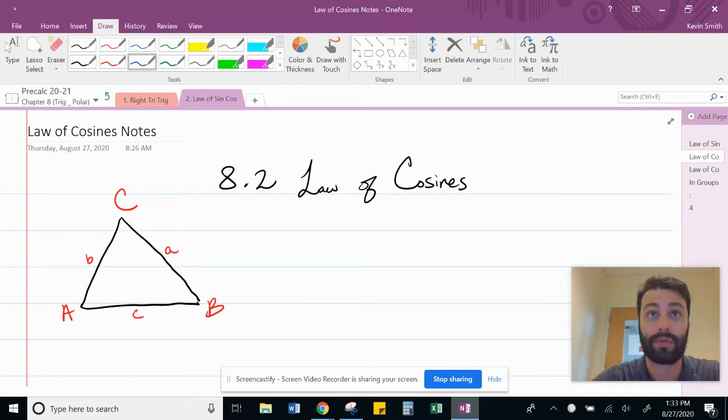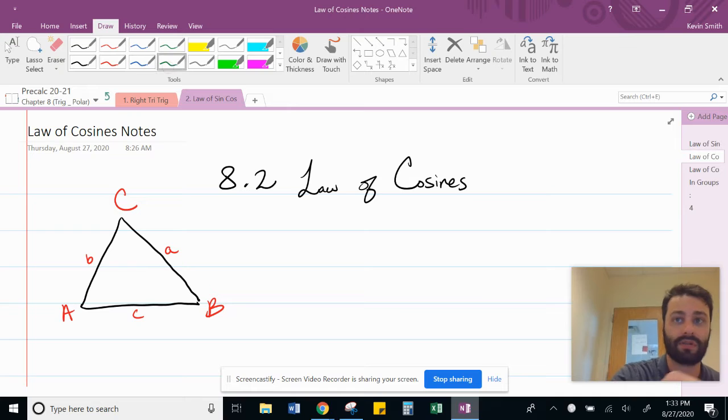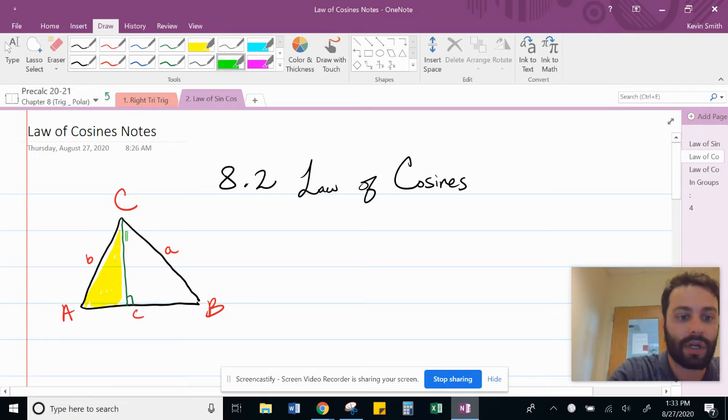Okay, so we're going to go through this proof right now. Similar to the law of sines, we don't have a right triangle, so we have to figure something else out. I'm going to go through the proof of how they got this formula. First, I'm going to drop an altitude so I can get two right triangles. I'll have this yellow right triangle here, and then the green right triangle.